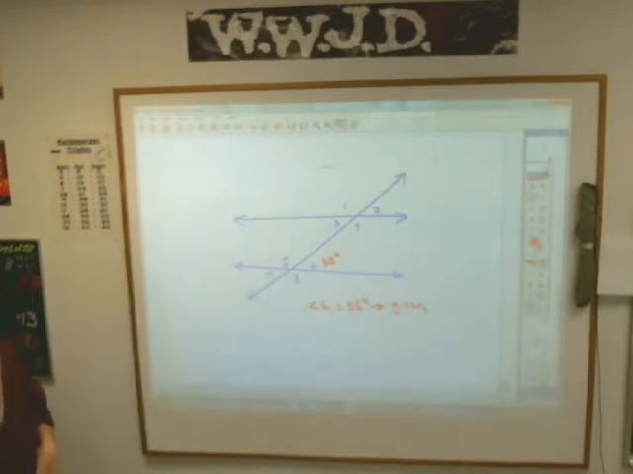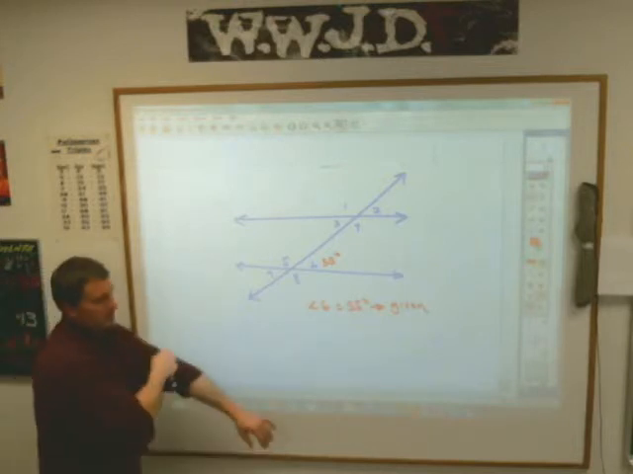So, can anybody tell me the degrees of any other angle and why? You have to be able to tell me why. You can't just say, well, this angle is that. And you can use any of the stuff that we talked about there.